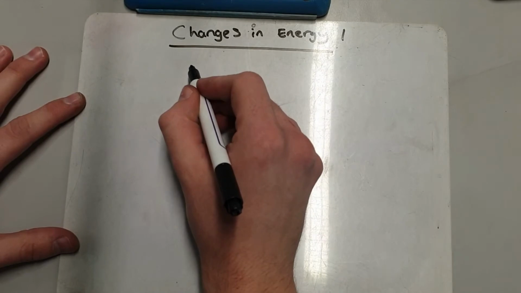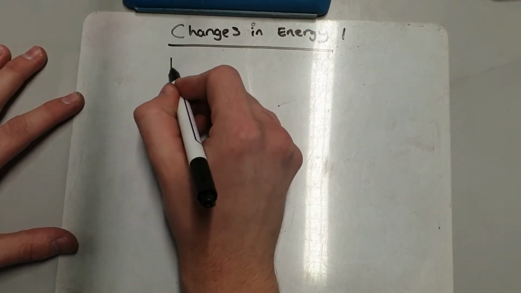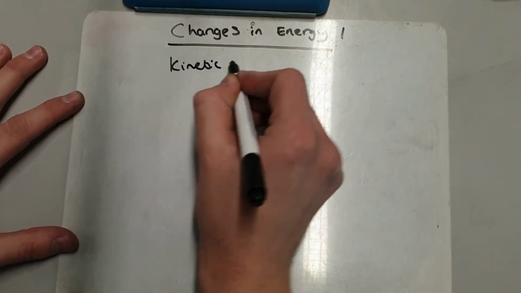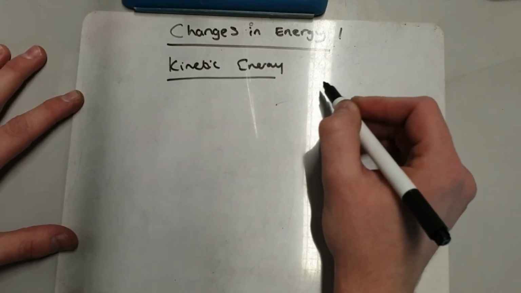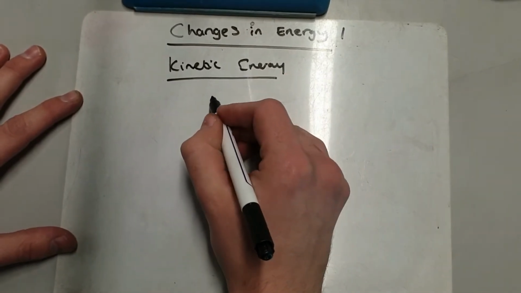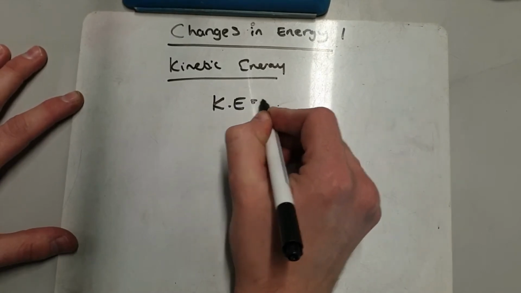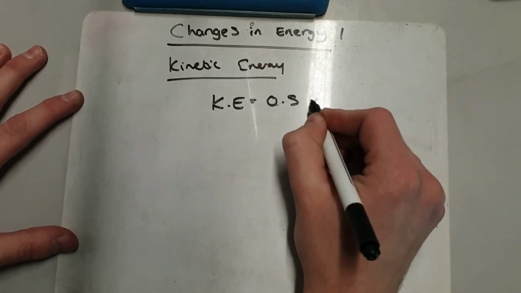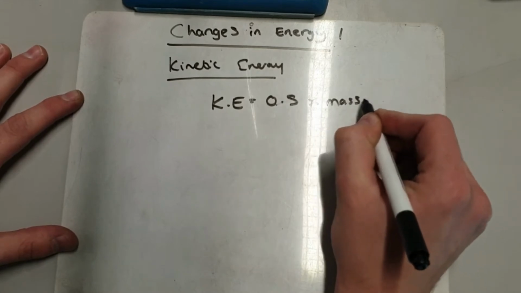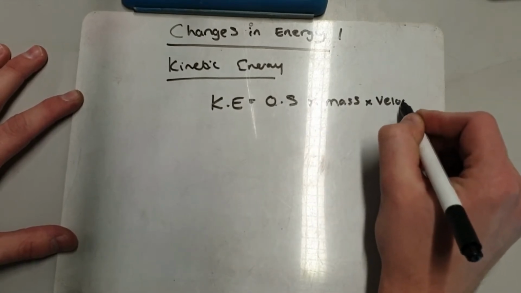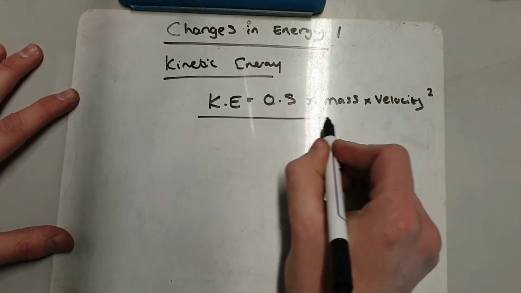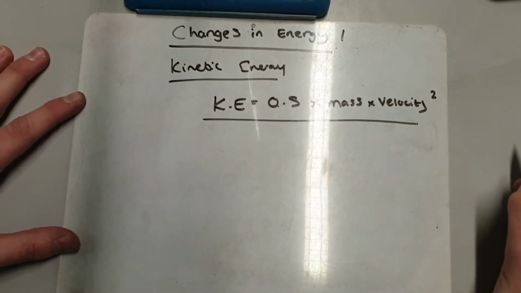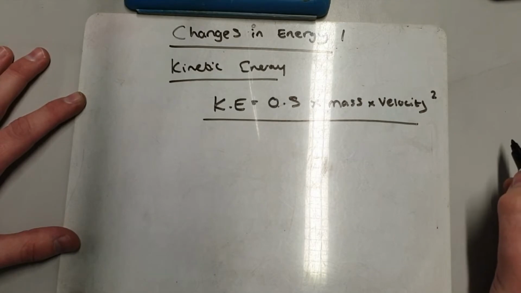Today we're going to be basing around one of the energy stores that we looked at last time, which was kinetic energy, which is the movement energy. And we're going to be focusing today specifically on the kinetic energy equation, which is this one here: half times mass times velocity squared. Now this is one of the equations that you have to remember for your GCSEs. It's not one that's going to be given, so we have to remember it.